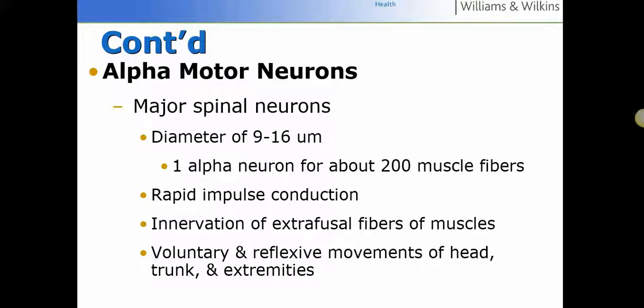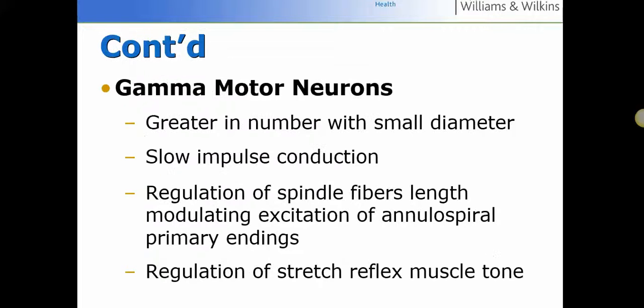So alpha motor neurons are major spinal neurons. The diameter is from 9 to 6 and one alpha neuron innervates about 200 muscle fibers. So it has a very high innervation ratio. It is involved in rapid impulse conduction. As I said, this is very important. It innervates the extrafusal muscle fibers, and its function is basically voluntary and reflexive movements of head, trunk, and extremities.